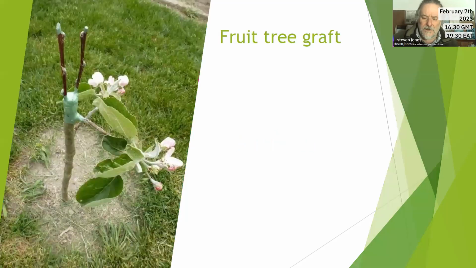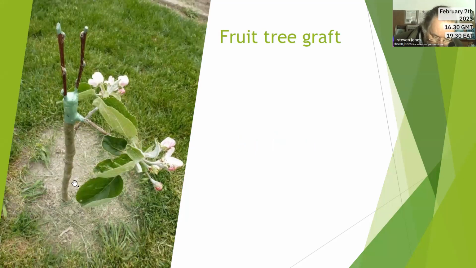So it's like a checklist, thinking about how we maximize yields. Okay, look, I put in a little picture here. This is an apple tree, but this could be a mango tree if you're in the tropics. And let's just have a quick look at here.